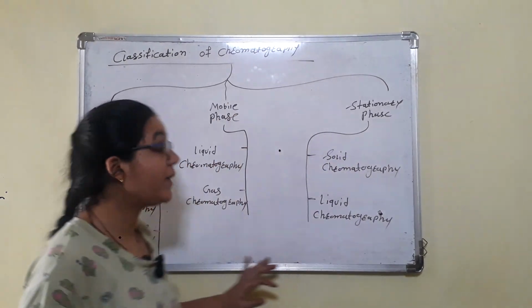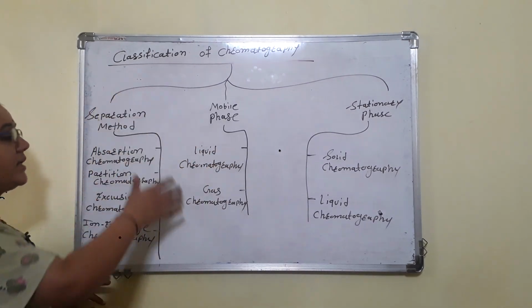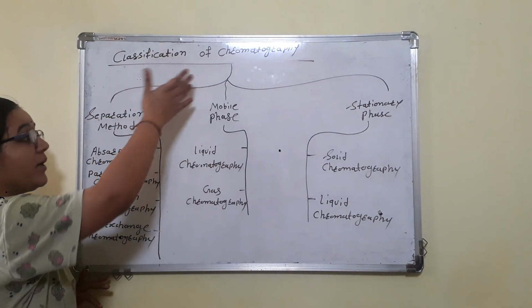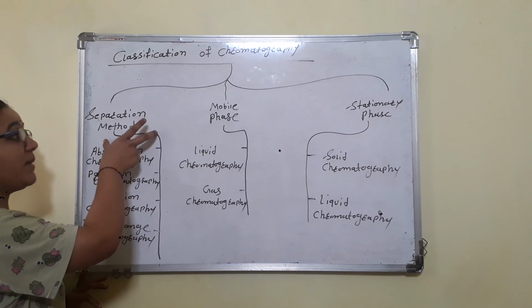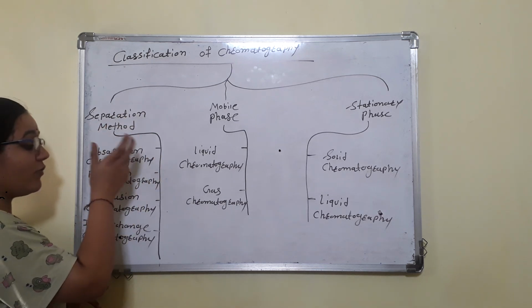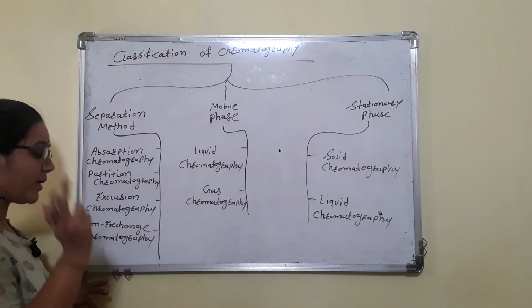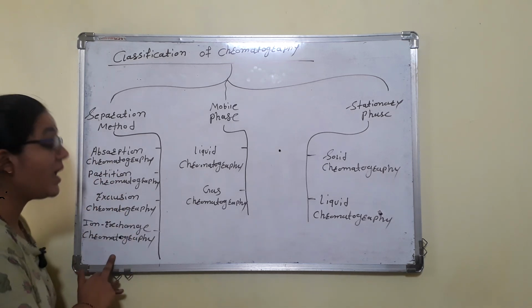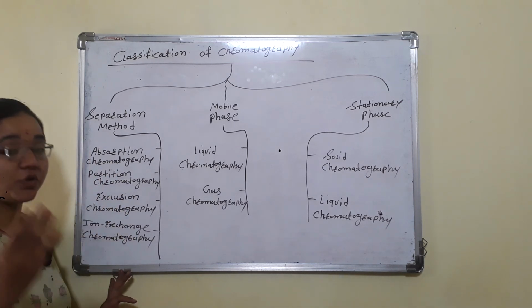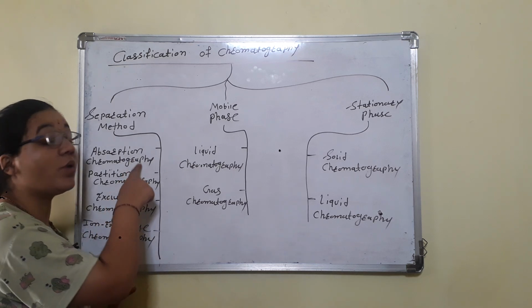Based on their mechanism, chromatography is classified into four separation methods. First is adsorption chromatography, second is partition chromatography, third is exclusion chromatography, and fourth is ion exchange chromatography. Firstly, I am discussing adsorption chromatography.